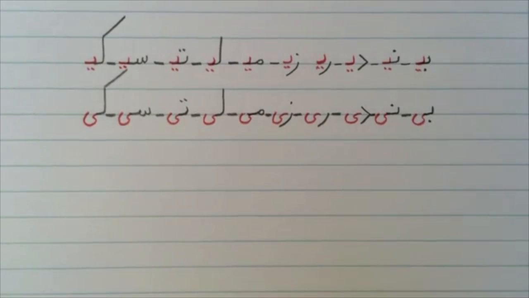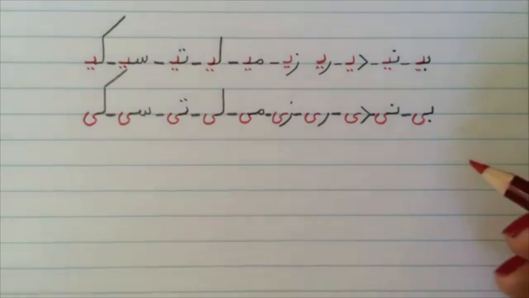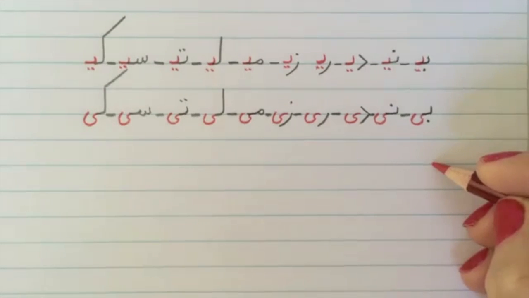Friends, welcome back. In the previous lesson, we learned 3 forms of ای: ای اول, ای وسط, and ای آخر. Let's write a sentence together. I want to write ایمان. Iman is a boy's name. At the beginning, you hear the E sound.